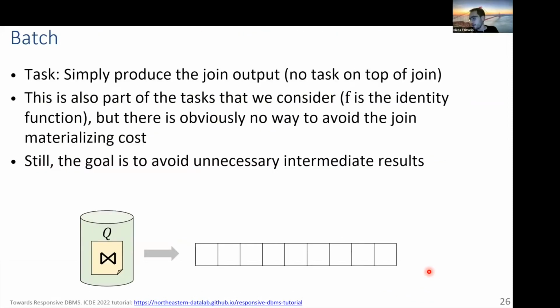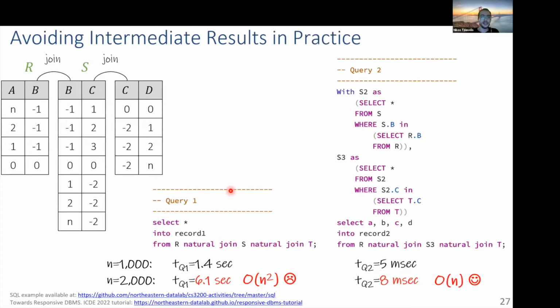Now, the final task we are interested in is the special case where there's no task over the join and we're just interested in producing the output of the join. In this case, what we want to do is avoid as much as possible unnecessary intermediate results. Here's a small example again, where we have a join between 3 relations. If you look at this example closely, you will see that it actually has only one output tuple, the zeros here.